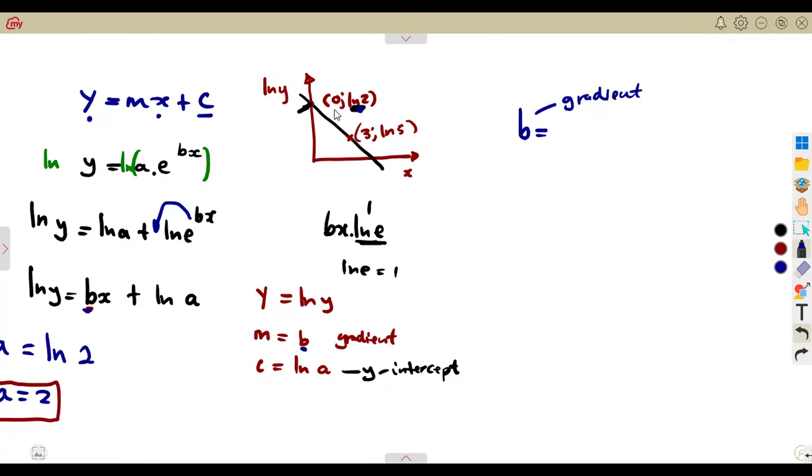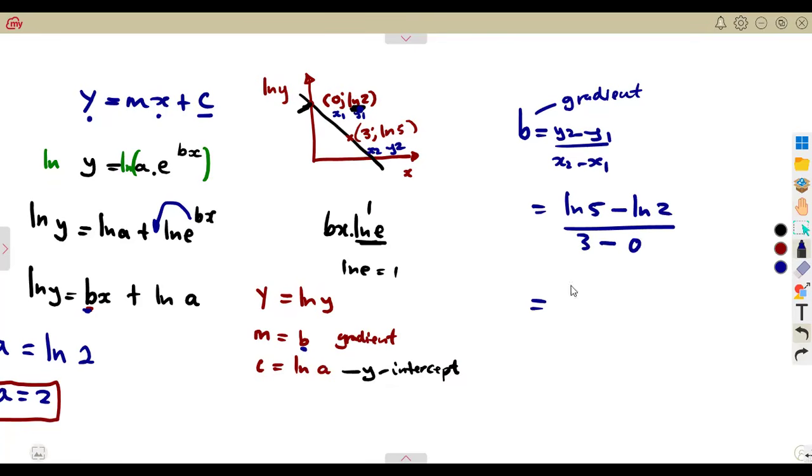Just calculate the gradient. Remember the gradient is change in y over the change in x. x1, y1, then x2, y2. So you're going to have the change in y over the change in x. So that's y2, which is the ln of 5 minus the ln of 2, over the x: x2 minus x1, which is 3. So that's it. In exact form, you are not going to use a calculator. You have to simplify this. Subtraction, we talked about this. When you're subtracting logs, you're going to divide the numbers. So it's ln of 5 over 2, everything over 3.